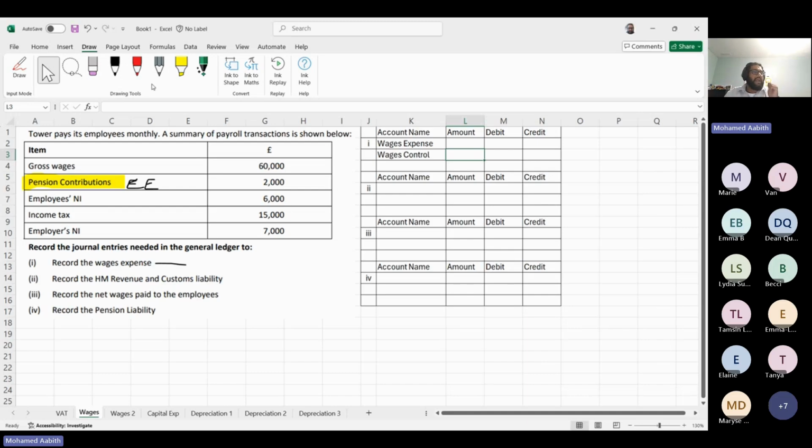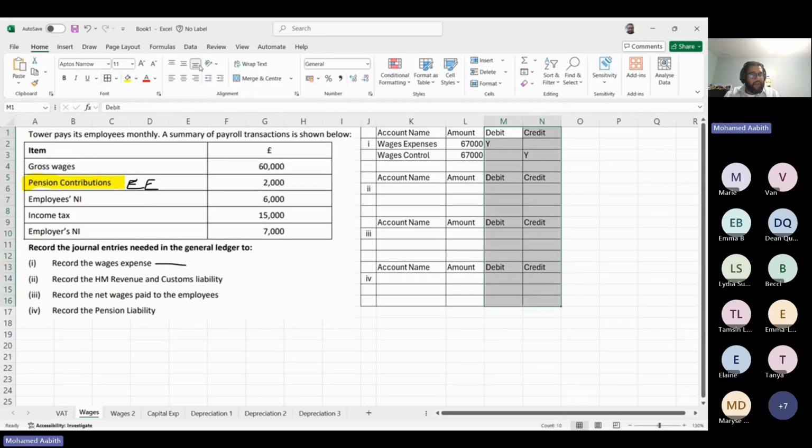So what is my expense of employing you? I have my gross wages here. Do I have anything else? Yes. Can you see here the employer's NI? That's £7,000. So the total wages expense is going to be £67,000, and so is your wages control account. So here we'll have a debit entry, and here we have a credit entry. Why is that a debit? Can you see here, wages expenses. Expenses is a debit account. Okay. So here I need to make sure I have identified that as a debit account.